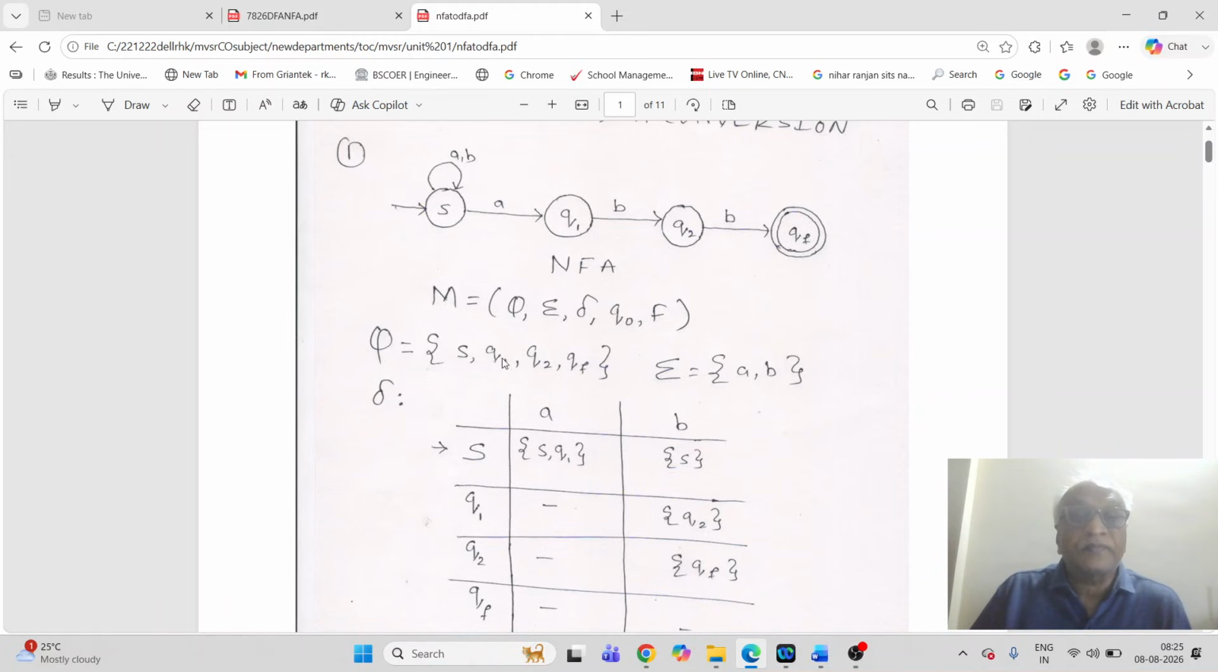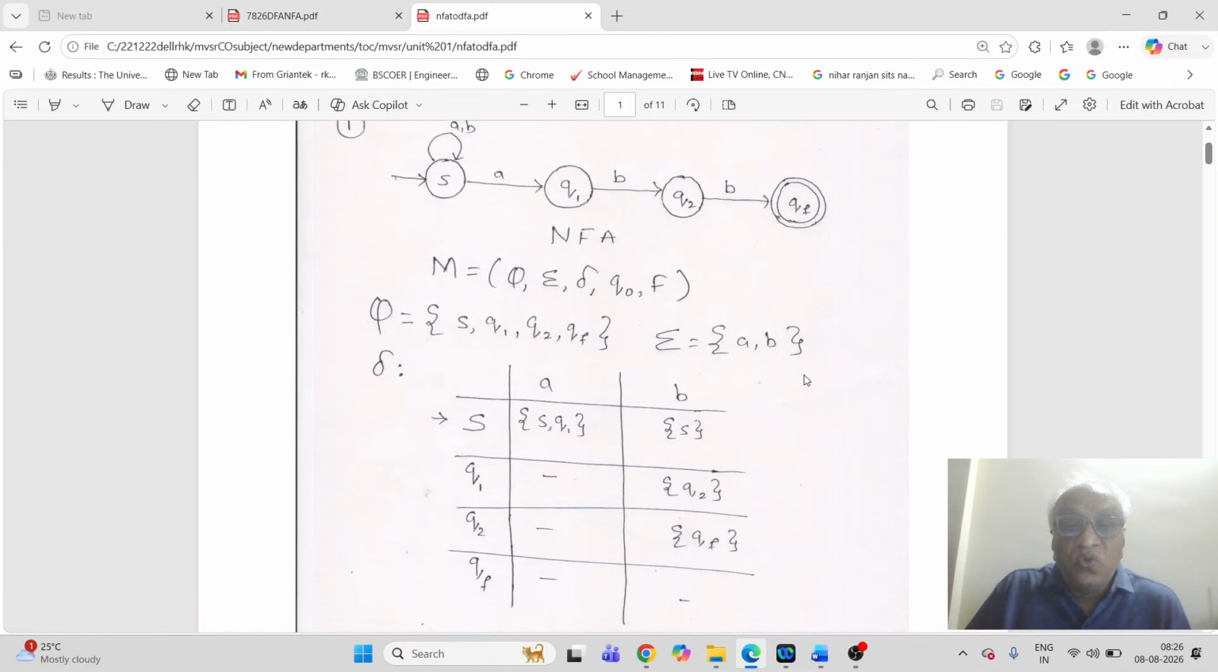Now let us have a transition table here. As you can see, the delta transitions are recorded in this table. The symbols are A and B. S, when the input is A, will go to S, Q1. So this is the next state. S, when the input is B, the next state is S. Similarly, Q1, when the input is A, nothing. Q1, when the input is B, will reach the Q2 state. Now Q2, input A, nothing. Q2, input B, will reach QF. So for QF, both are null.